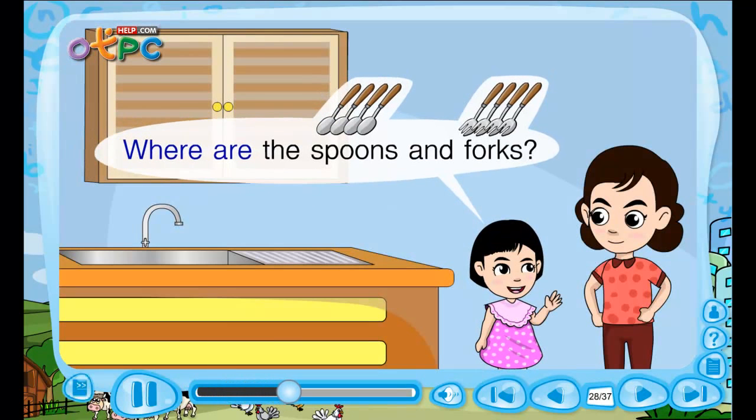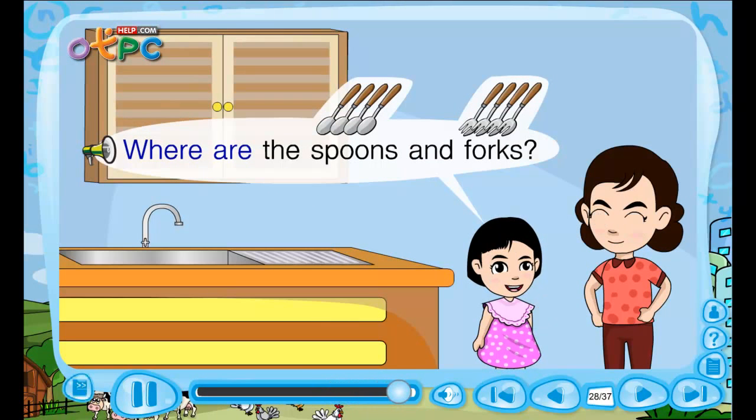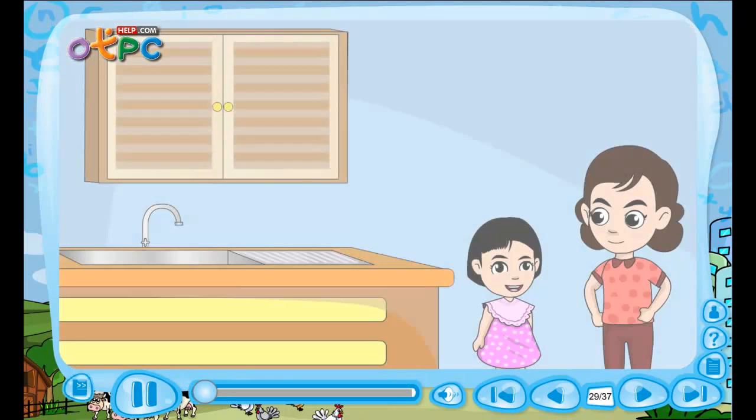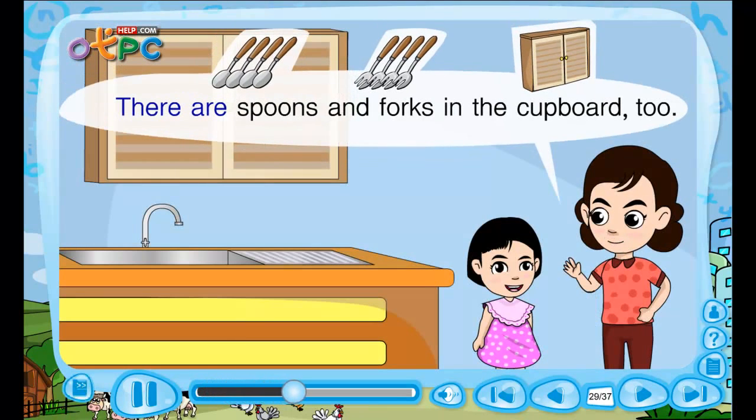Where are the spoons and forks? There are spoons and forks in the cupboard too.